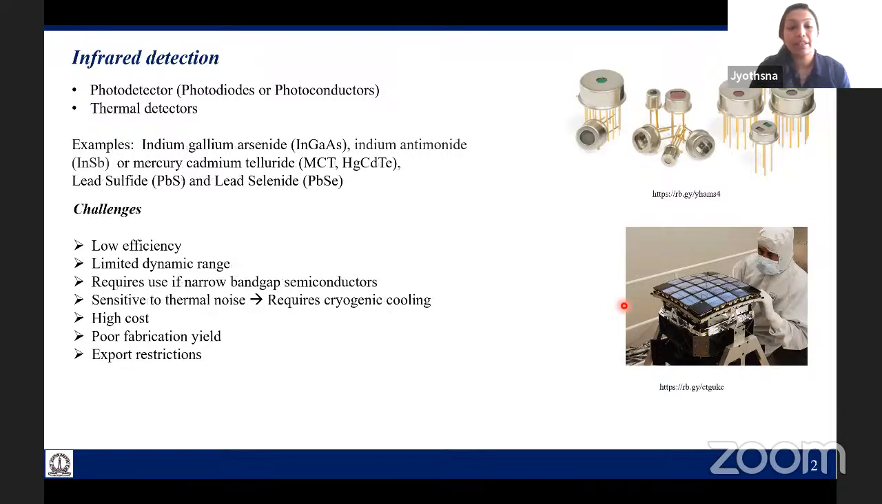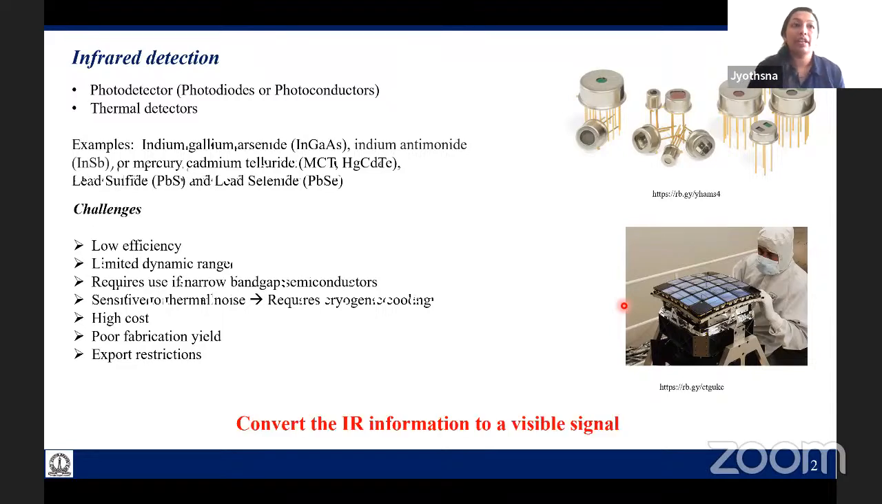So to overcome this, one method is to convert the infrared signal to visible signal. What is the advantage of converting the IR information to visible signal? We have a wide range of silicon-based detectors which are much advanced and readily available at various price points. So it's a good idea to convert IR information to visible signal. Thereby, you can get better efficiency. It can provide a wide dynamic range, and they are not much sensitive to thermal noise. Cost-wise, it is much cheaper compared to existing IR detectors. So we need to convert the IR information to visible signal.